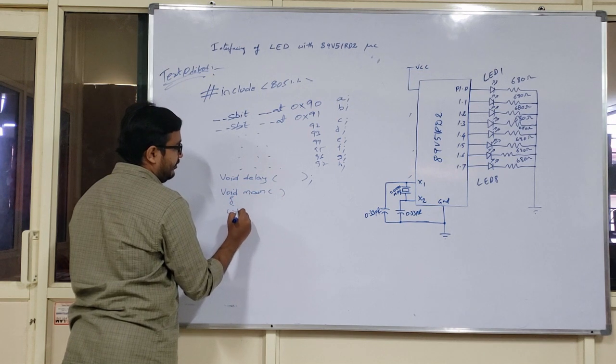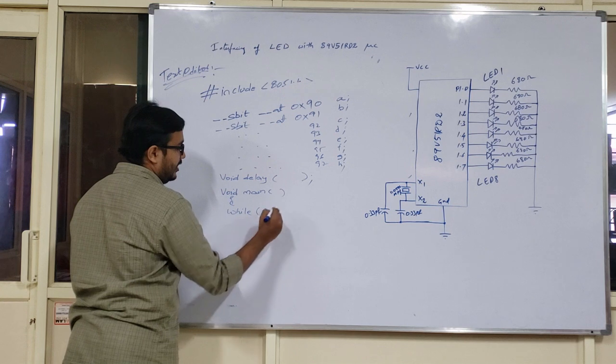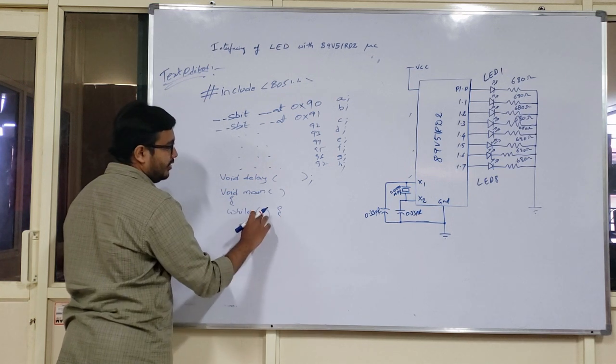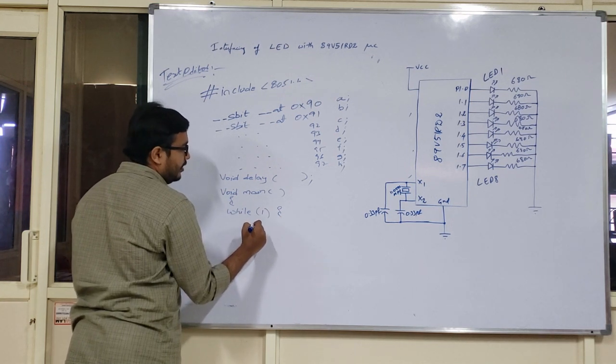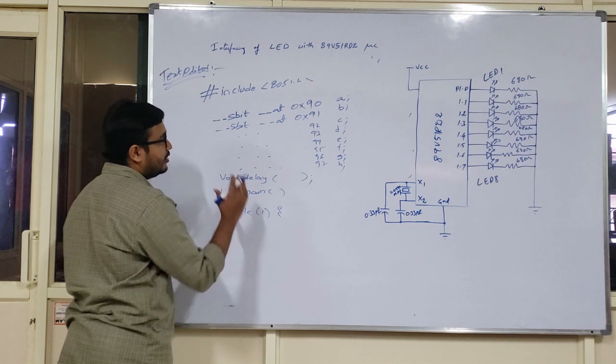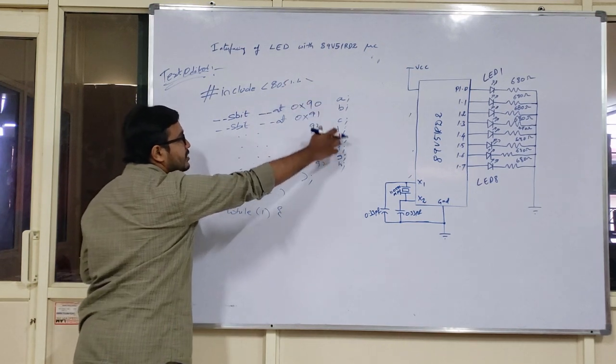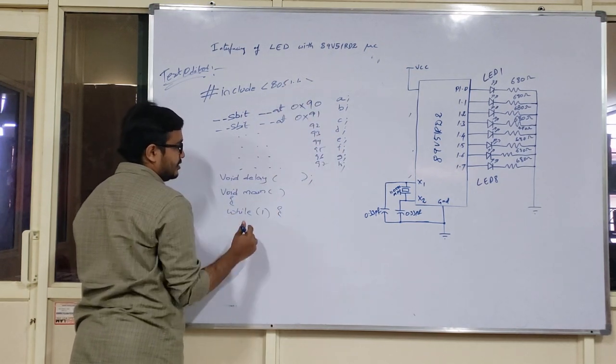If I want the activity to be in continuous format, let me use the while loop. Now I am not going to use the P1 port here anymore because it is an SFR programming technique. So I have to use the variables which I have defined for the address locations.